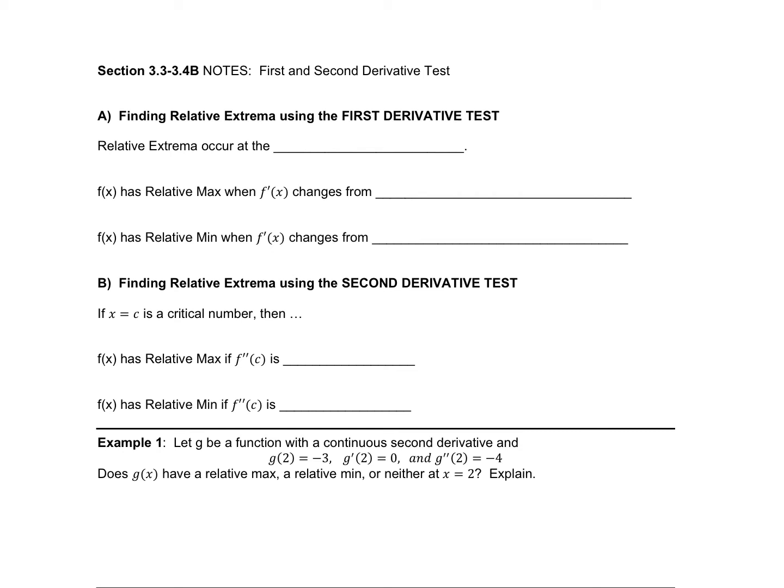Looking at today, the first and second derivative test combined together. So, a little bit of review. We did relative extrema using the first derivative test. We didn't use those exact words, but we used the first derivative to find all the information to tell us where relative extrema happens. And so we learned that relative extrema occur at the critical numbers.